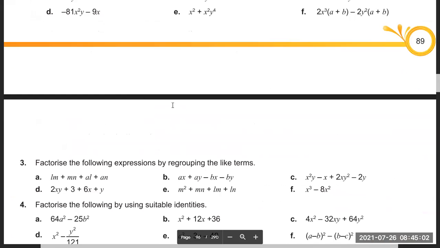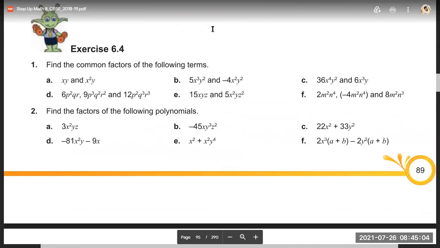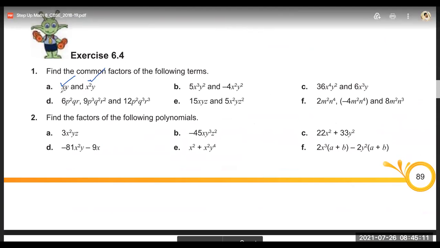So let's look at the questions in the exercise. The first question is, find the common factors of the following terms. Here you just need to find the common factors. What are the common factors in xy and x square y? X into y is the common factor, because x into y is in this term and x into y is also in the second term. So that is the common factor. In that way, find the common factors for all of these in question number one.